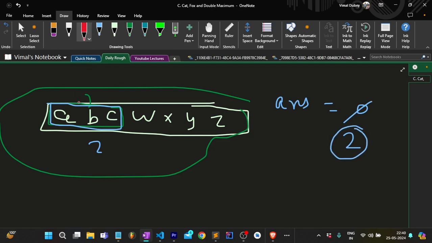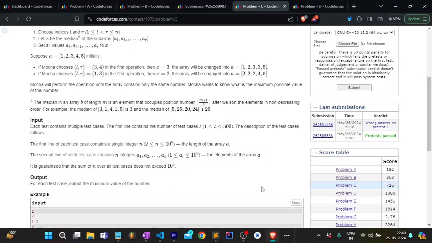Now I will move the window to the next three elements, B, C and D. Whatever is the median of B, C and D, I will take the maximum out of both. Similarly, we will shift the window by 1 at a time, and we will find the maximum out of all the medians of 3 size windows. That's all about this. I hope you are getting the point.